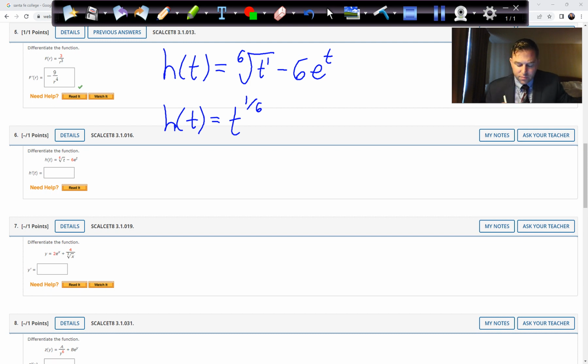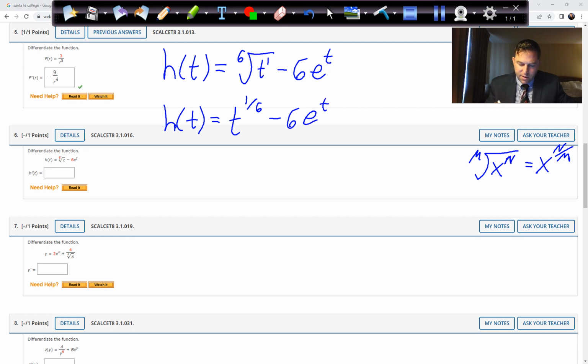Whatever the power is inside, that number goes on top, and then the number outside of the radical goes on the bottom. So this is t raised to the 1/6. Maybe I should write that over here. So if I have the m root of x to the n, that is x to the n over m. So that's how you write this fractional power. So 1/6 is 1 over 6, and then this is minus 6e to the t.